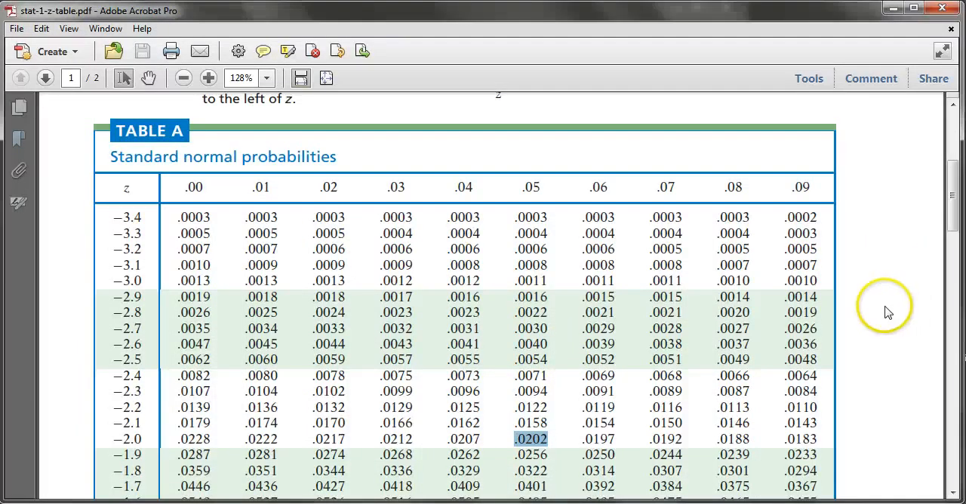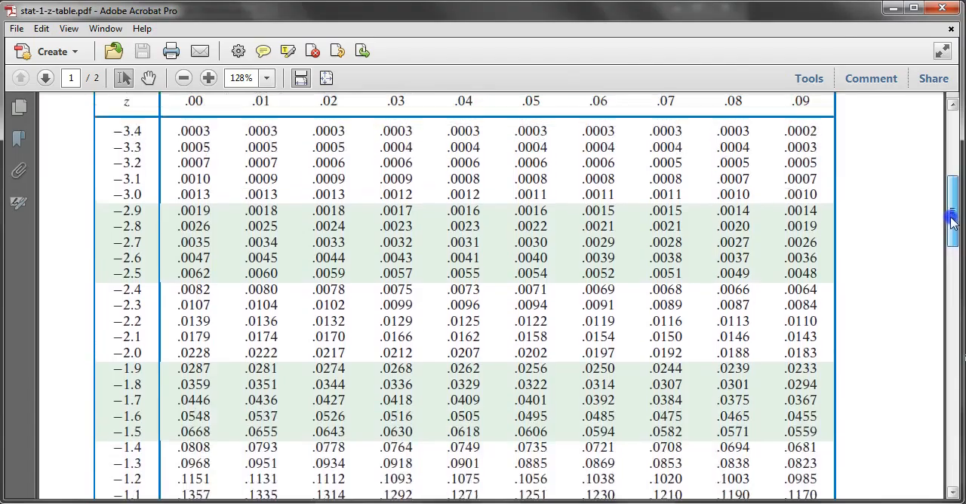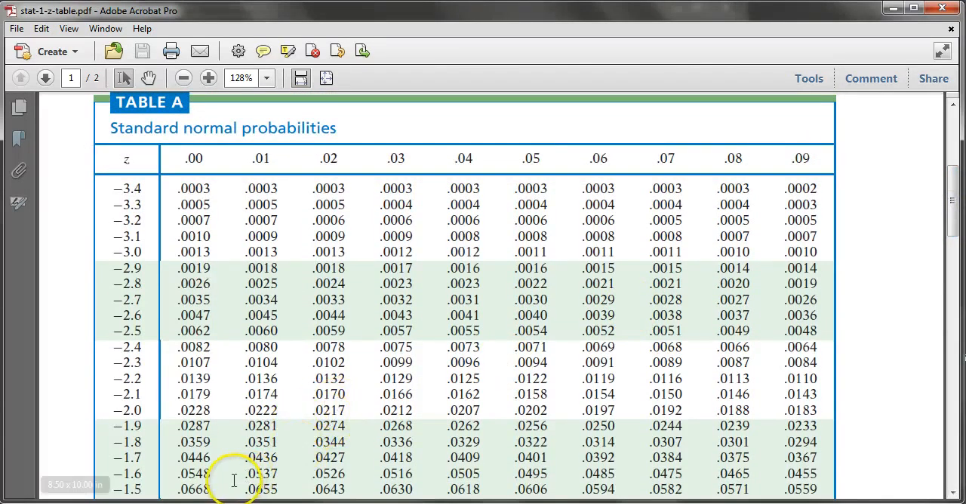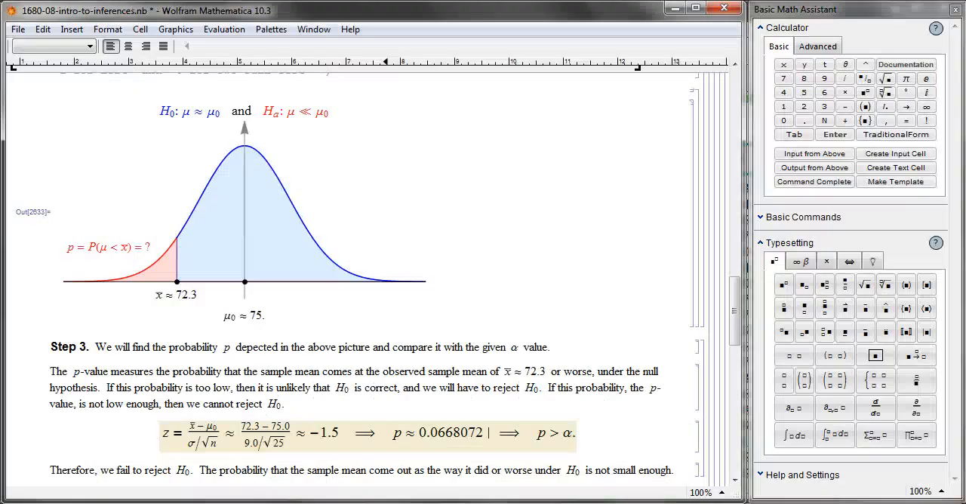Well, here's the z-table. Negative 1.5, where is negative 1.5? Yeah, here we go. 0.0668, approximately speaking. That is the probability. But then again, what does that mean? That means the probability that we end up with some extreme result beyond 72.3, if the null is right, that conditional probability is 0.06 something, which is greater than 0.05.